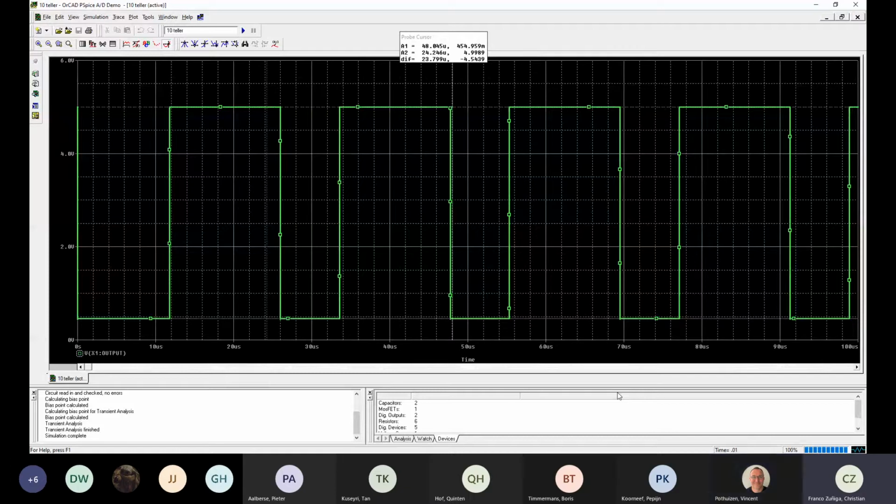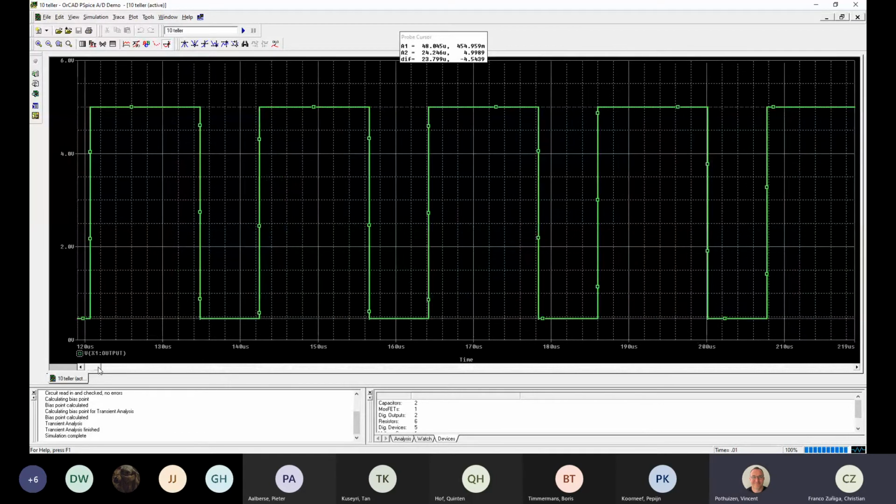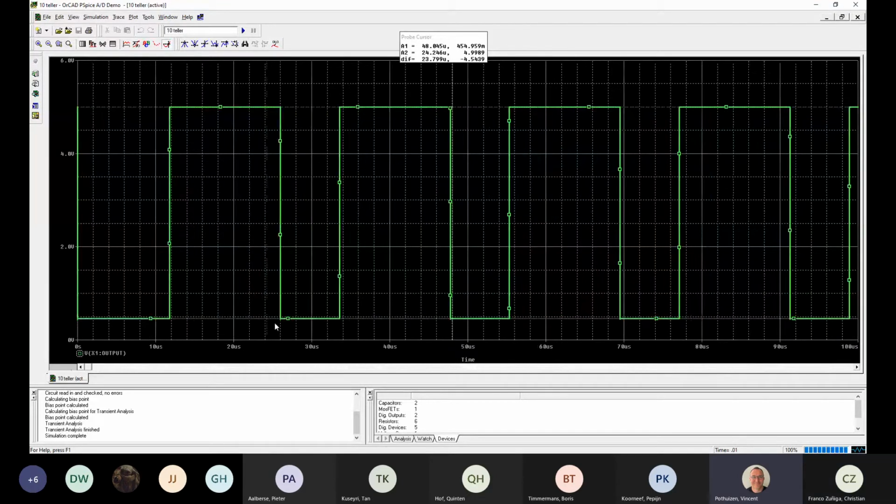Symmetrical. Why? Because it repeats the same form always. But is the time that the signal is low the same as the time that the signal is high? No. So it's not symmetrical, it's asymmetrical. You see that? Yes.